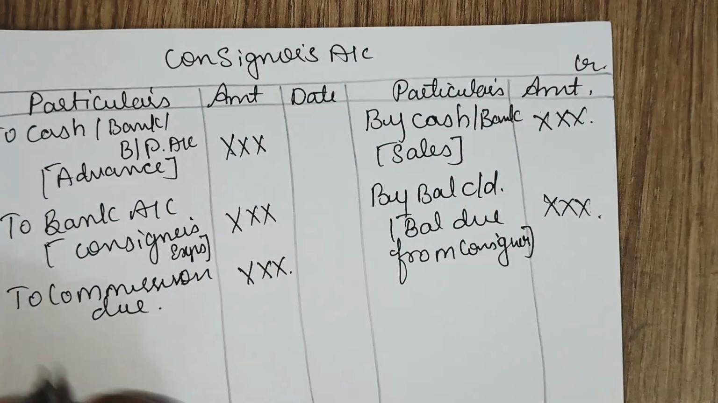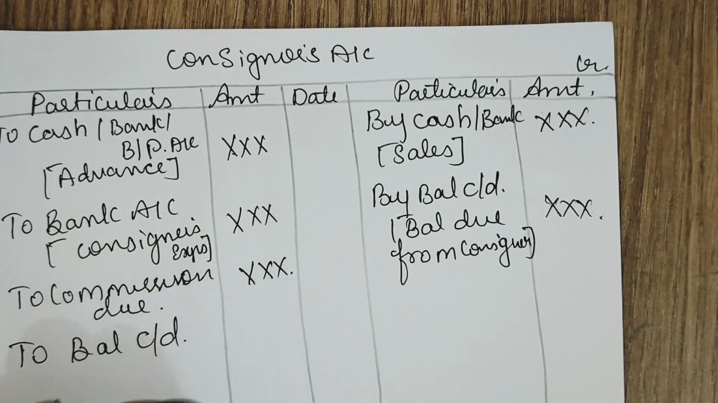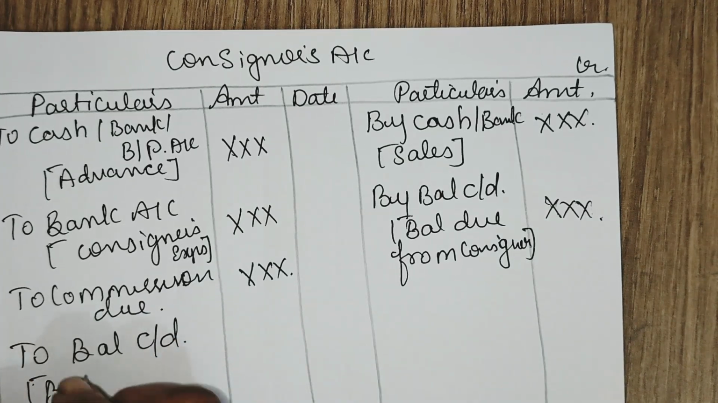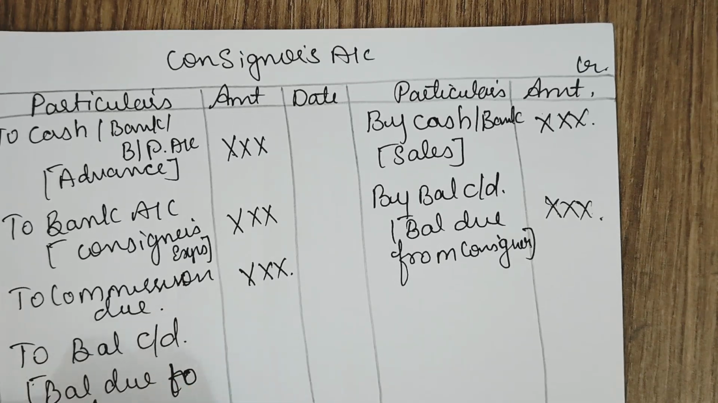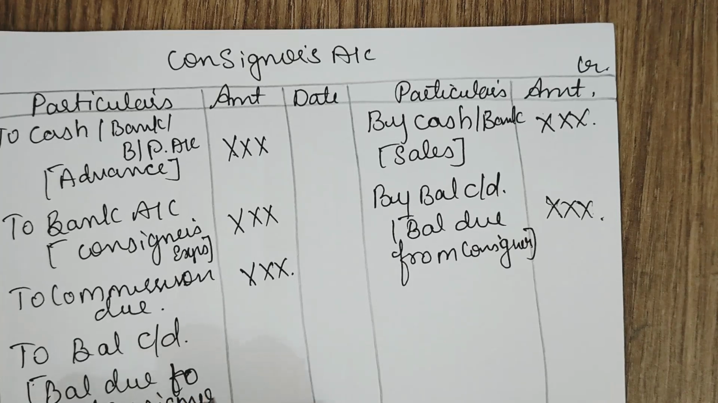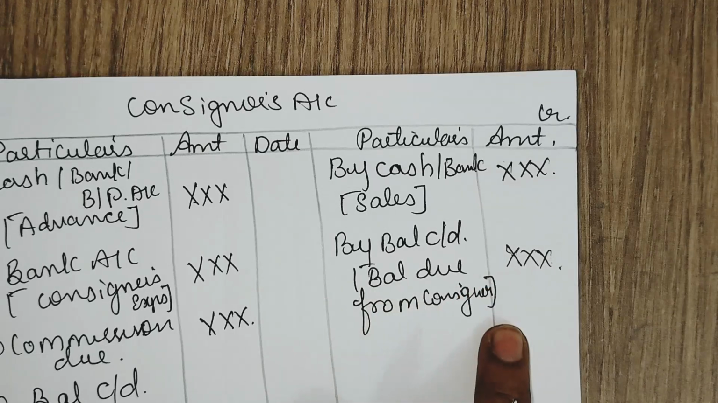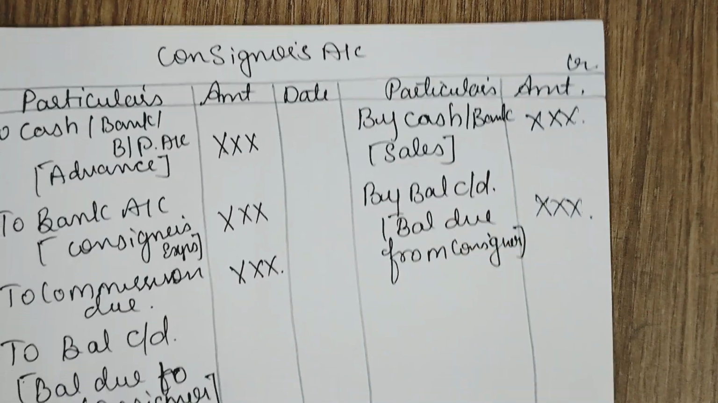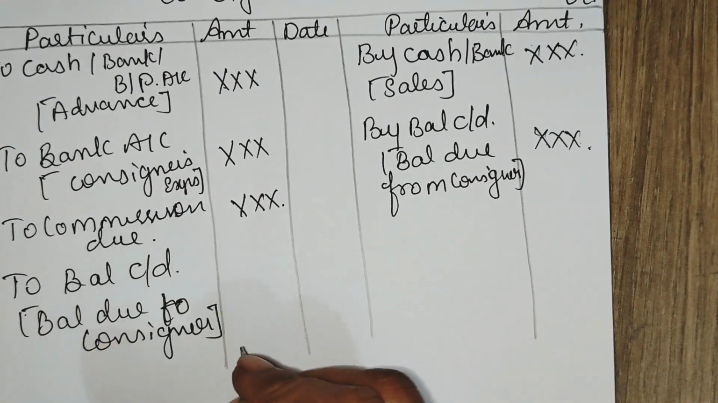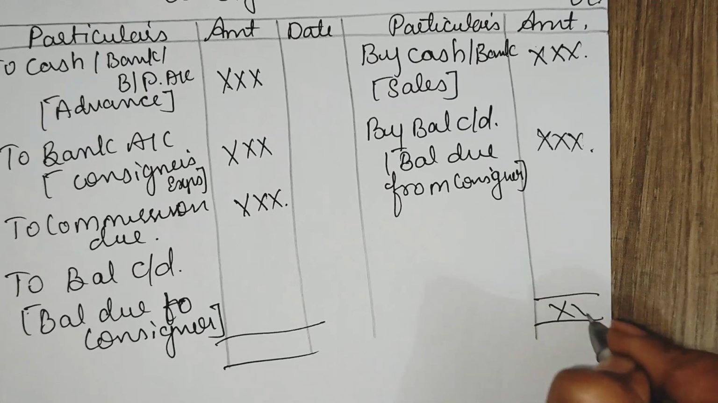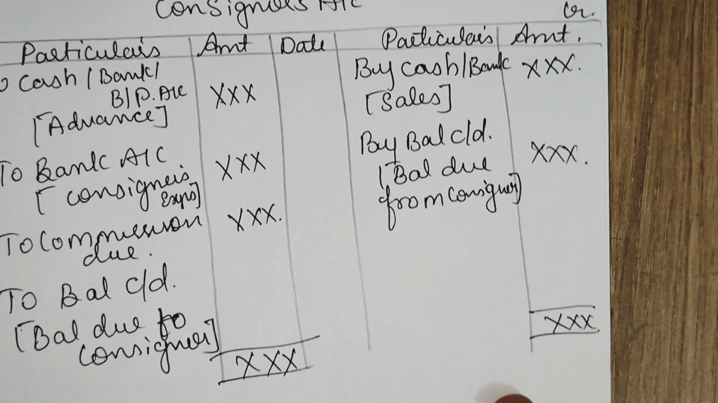This is about the consignor account. Balance carried down in case balance due to consignor. In case of balance due from consignor, we are crediting. In case of balance due to consignor, we are debiting to balance carried out. This is about the consignor's account. Only one account which we are preparing.